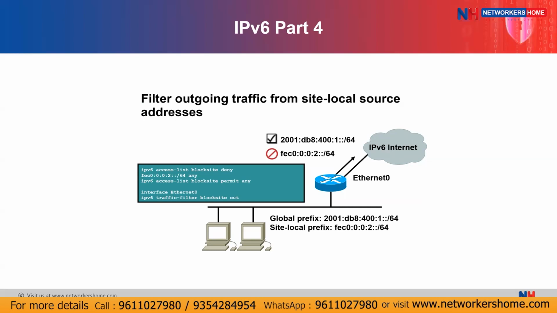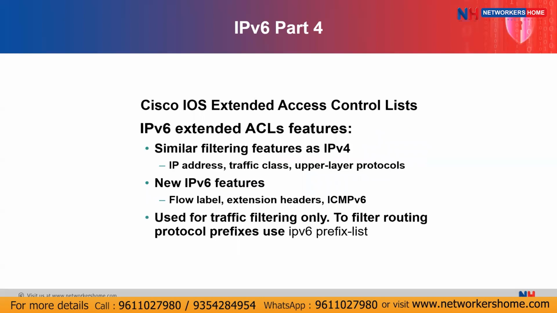And on the interface, in IP version 4 it was IP access group. Here we have IPv6 traffic filter. And IPv6 extended ACLs feature similar filtering features as IPv4: IP address, traffic class, upper layer protocols, and new IPv6 features: flow label, extension header, ICMPv6. These are the new features we have. That feature is not available. For that completely we have to enable class-based weighted fair queue.